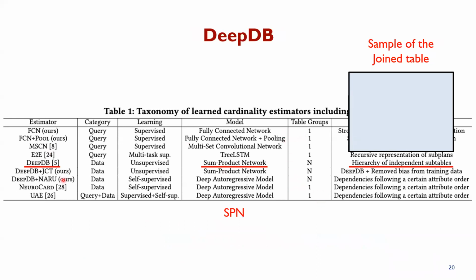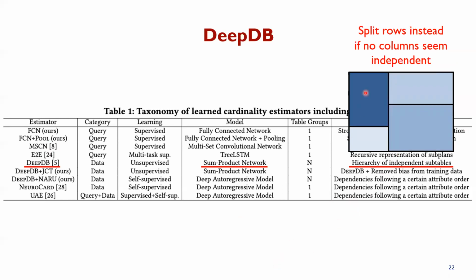TipDB is a data-driven method that uses a sum-product network, or SPN. It's basically a tree of subtables. Here we start with an initial sample of the joint table. If the columns seem independent, it splits columns. So the columns in this region are regarded as independent of the columns in this region.